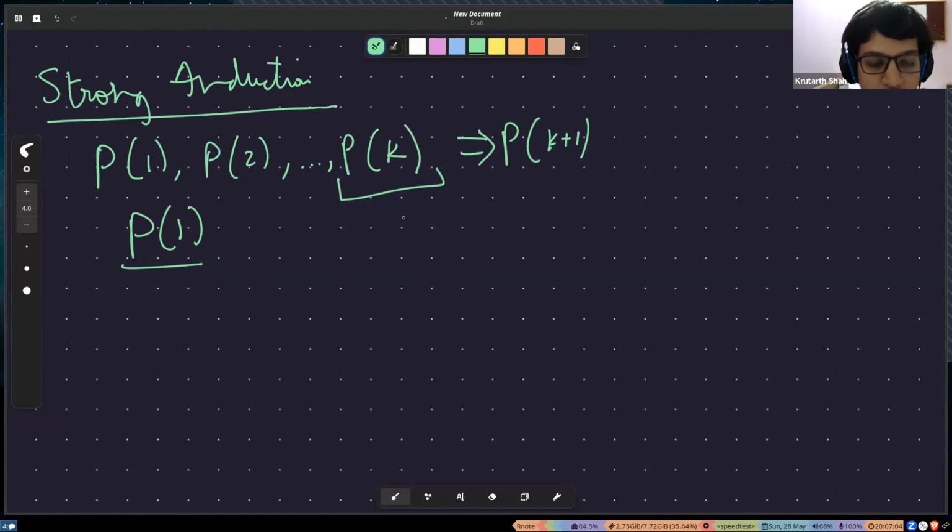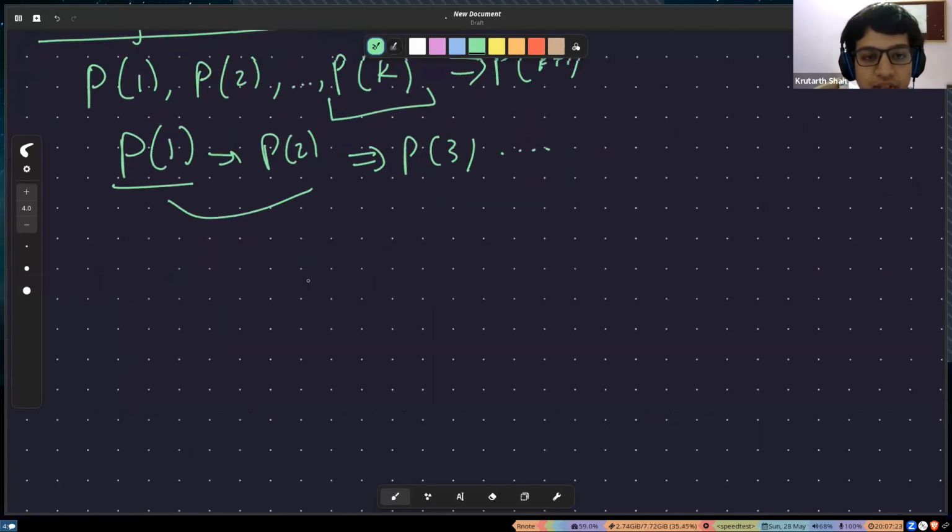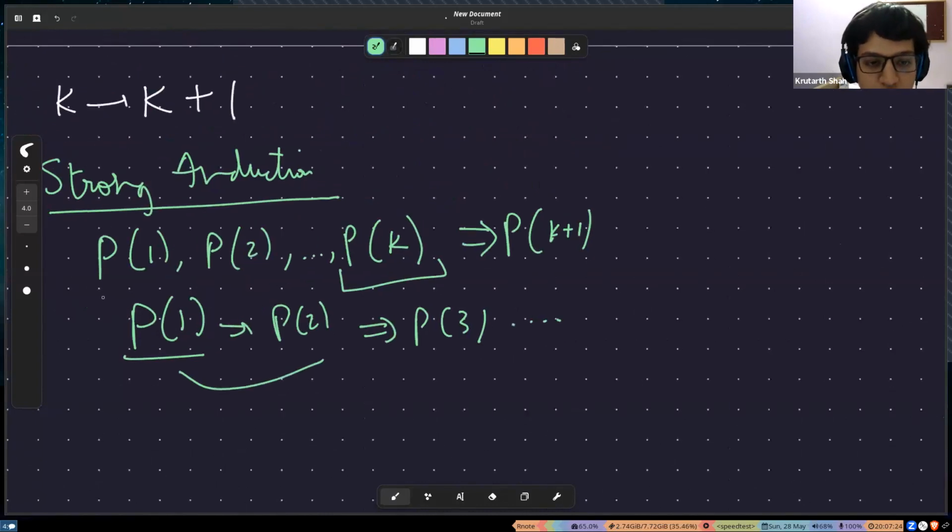And once again, this works the same way as normal induction, because P of 1 is true, that implies P of 2 is true. Since both P of 1 and P of 2 are true, we can keep going forward like this. Since this gives you strictly more information than normal induction, you can do most things using this.